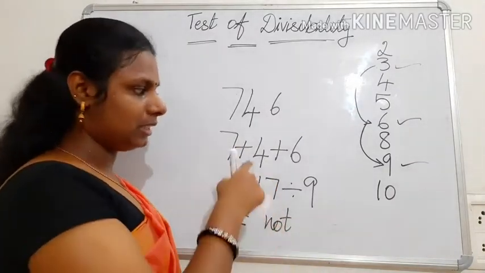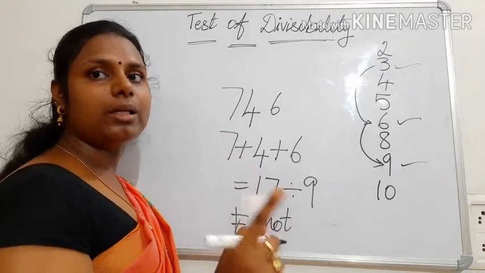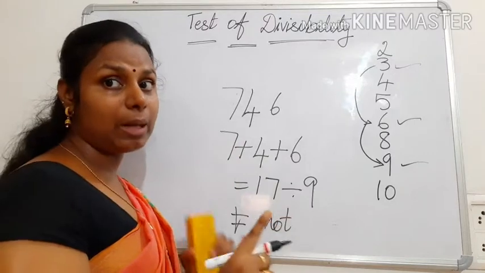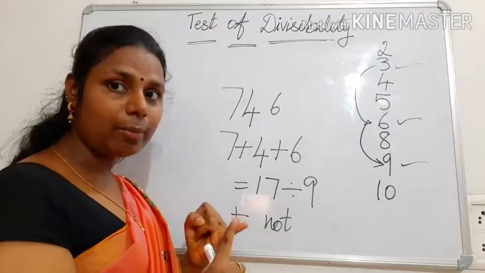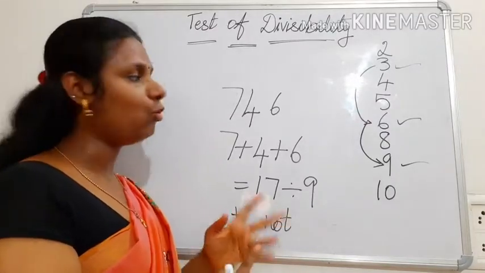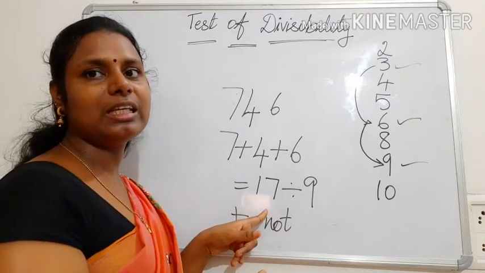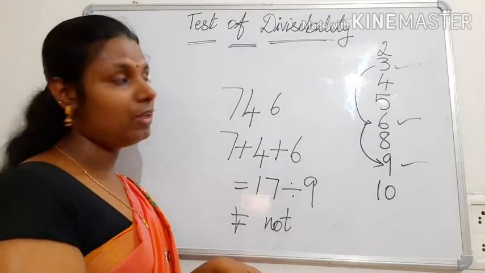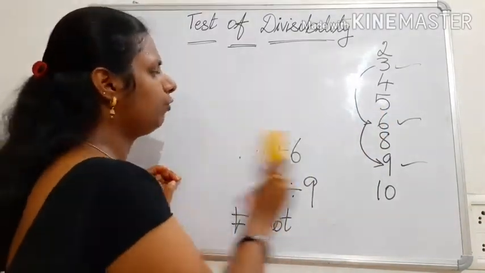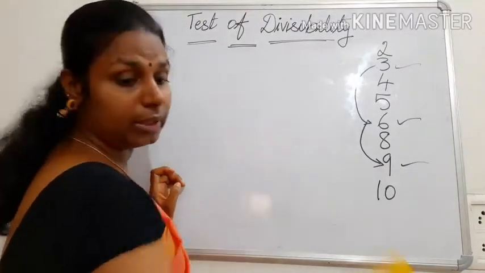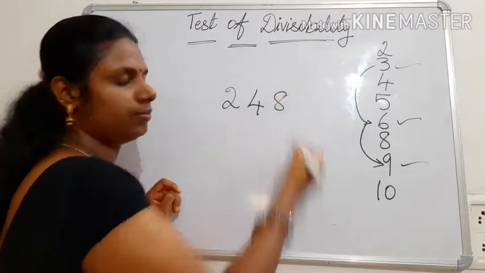For 6 the same method, but first you have to find out whether that number is an even number or not. That number must be an even number. If it is an even number, then you will take the sum and see whether it is divisible by 3 or not. We will follow for the table of 6 the method of divisibility by 2 and divisibility by 3.